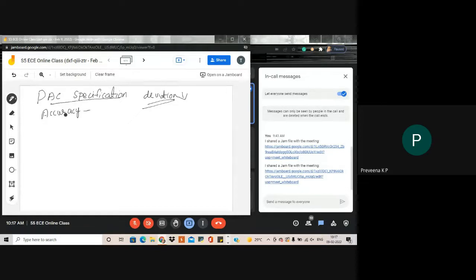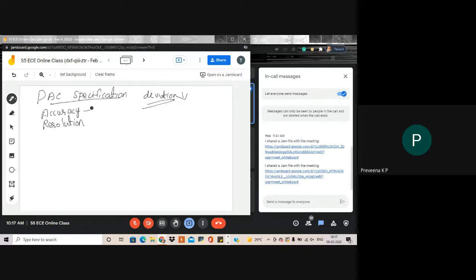So this is the first specification. Then the most important specification is the resolution of the DAC. So the next is resolution. What do you mean by resolution? Resolution is defined as the smallest change that can occur in the analog output as a result of change in the input.